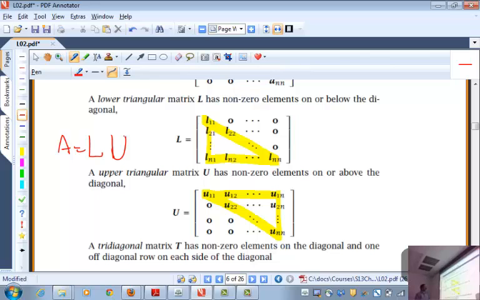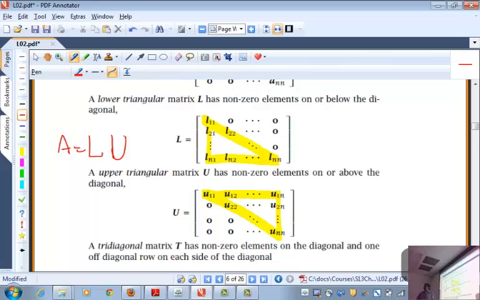But how many unknowns do I have? L is an unknown, U is an unknown, right? So there are n squared unknowns in L and n squared unknowns in U. So I have two n squared unknowns in n squared equations. So I have essentially n squared degrees of freedom. Okay. So I can use that degree of freedom to say L must have this structure and U must have this structure. Okay. If I do that, if you do the counting, I'll still be left with n degrees of freedom.